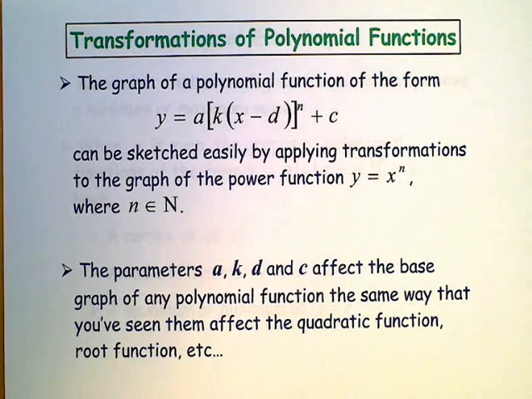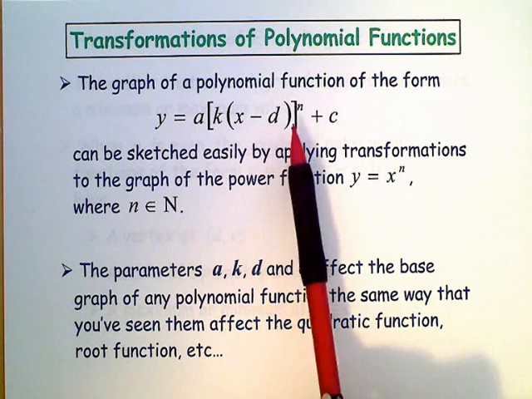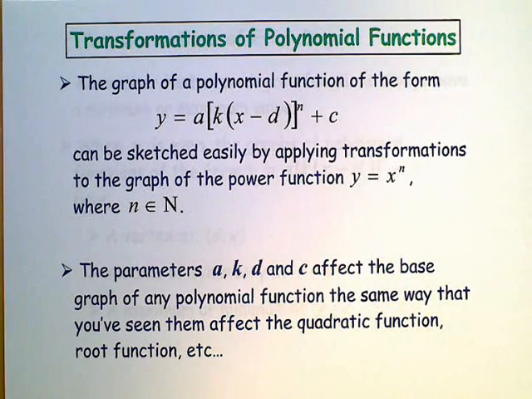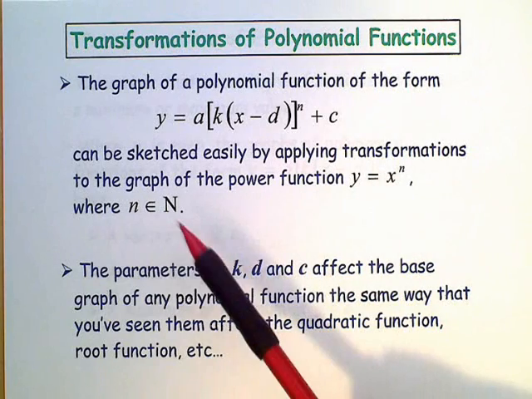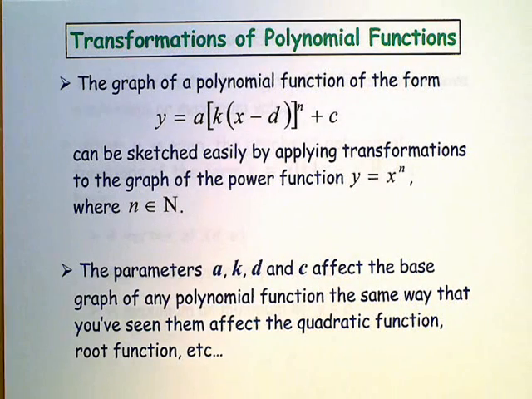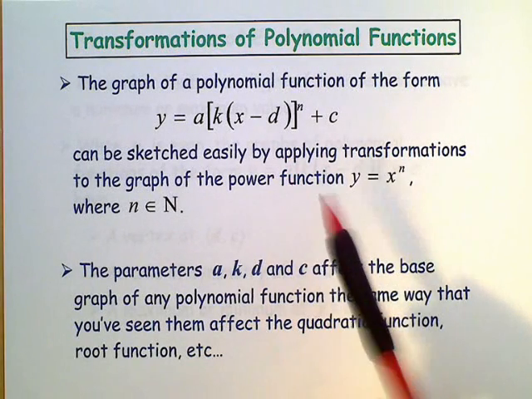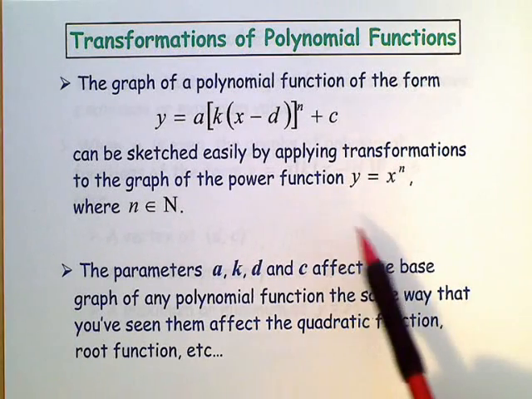Okay, the graph of a polynomial function of the form y equals a[k(x minus d)] to the exponent n plus c can be sketched easily by applying transformations to the graph of the power function y equals x to the exponent n, where n is an element of the natural numbers. Okay, so natural numbers are just positive whole numbers. So when you're applying transformations to a polynomial function that's in transformed form, what you just need to look at is the base graph, which is just a power function.